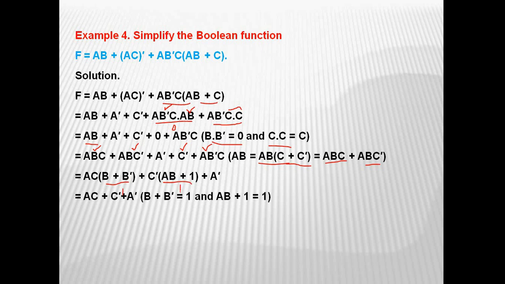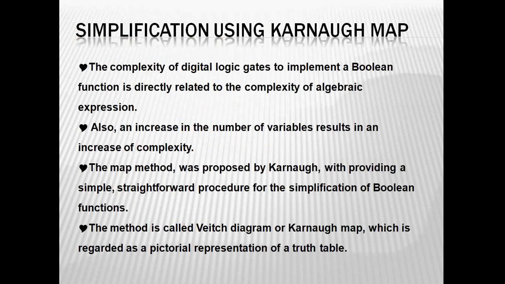So the remaining terms are ac plus c bar plus a bar. We could combine these two terms as ac the whole bar. So when ac plus ac the whole bar, the total minimization becomes 1. So this is our final answer.